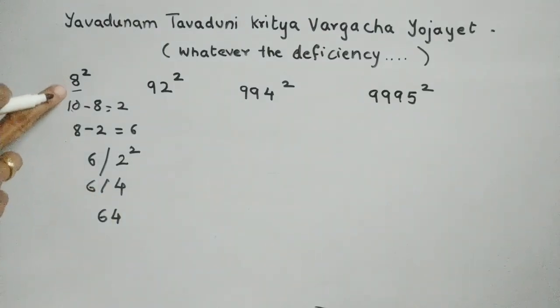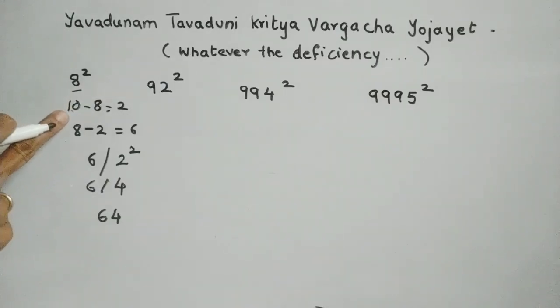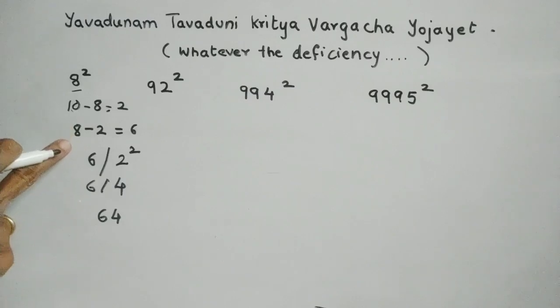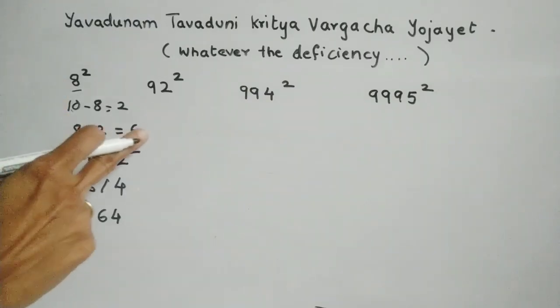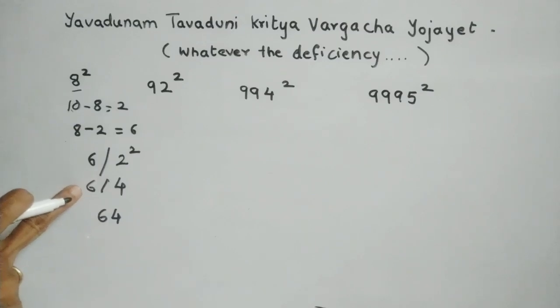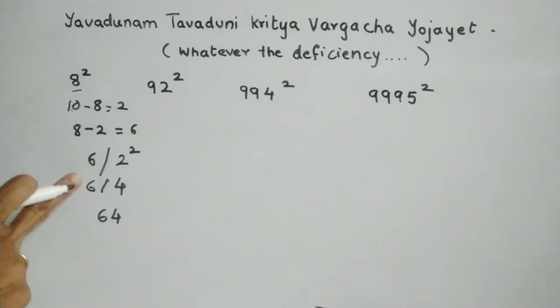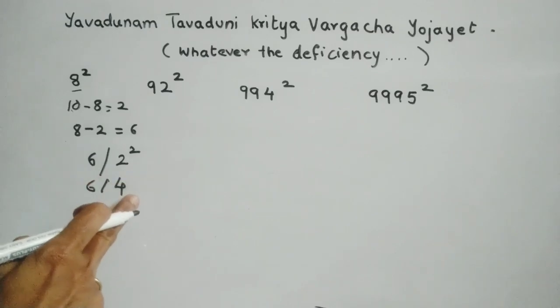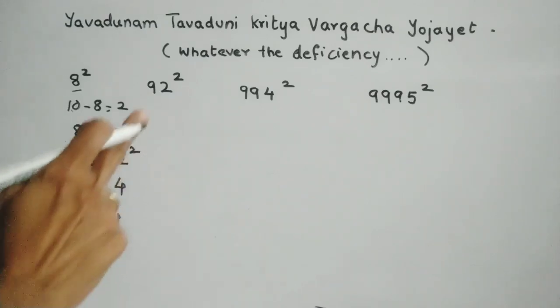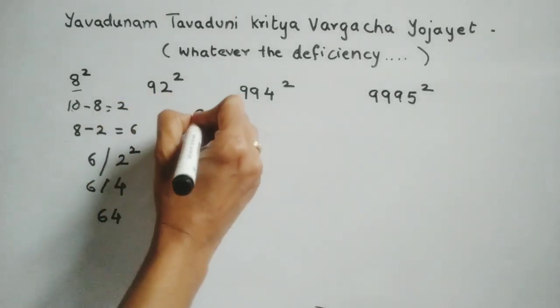Okay, so the steps are what? First find the nearest base, check the deficiency. So 8 is 2 less than 10. Then subtract that 2 from the same number. So 8 minus 2 is 6. That is your left hand side part. And then whatever was the deficiency, take the square of it, and that is your right hand side part. Okay, so let's see the second example.